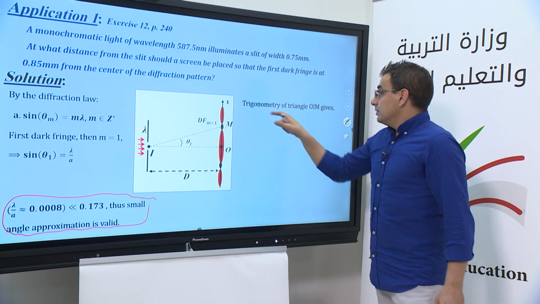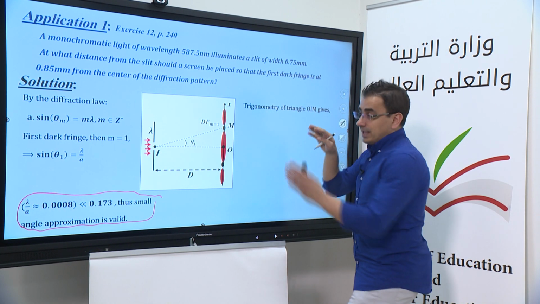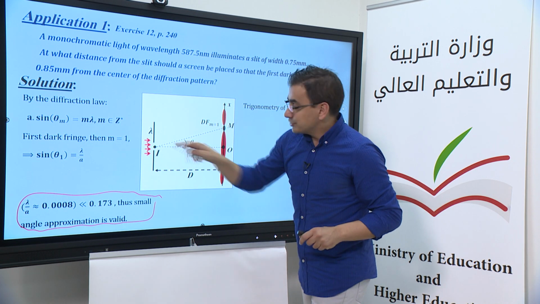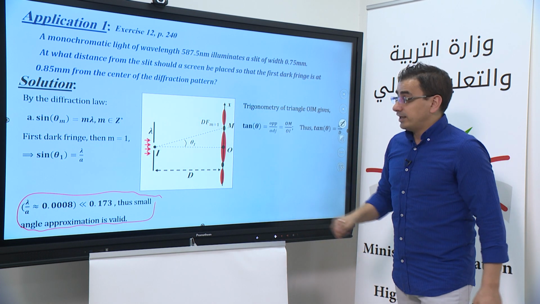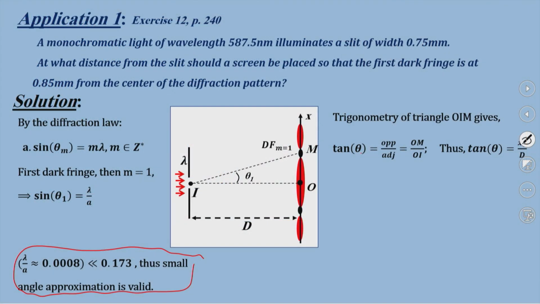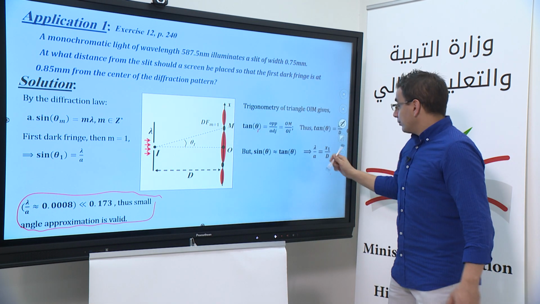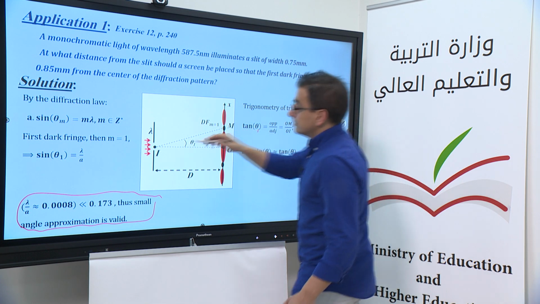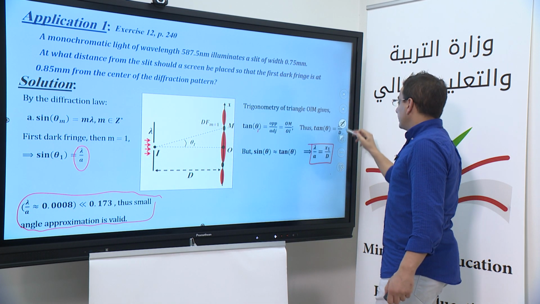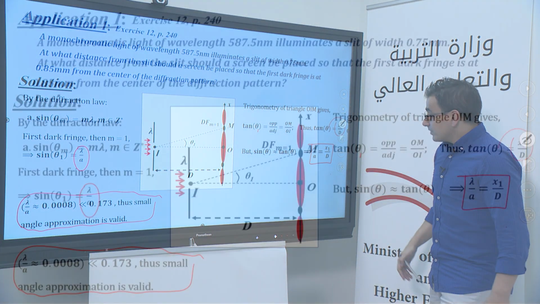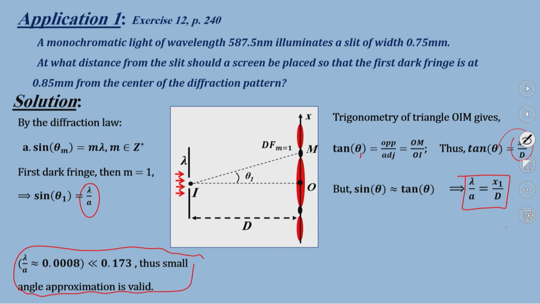It's always valid. Now, by trigonometry of the triangle IOM, we said that every time we need to link distances to angles, we need trigonometry. So, we specified the right triangle, IOM. By trigonometry in this triangle, we have tangent of the angle theta 1, which is OM over OI according to the figure, where M is the center of the first dark fringe. Then tangent theta is x over D. But since sine theta is almost equal to theta because we are dealing with small angles, therefore we can say that lambda over a is equal to x over D, so I will replace it down. Okay?